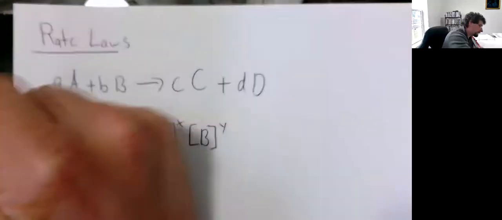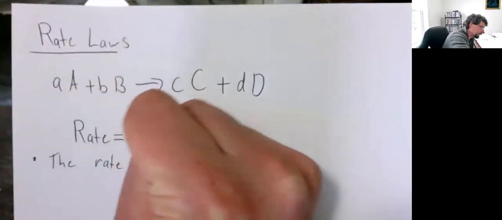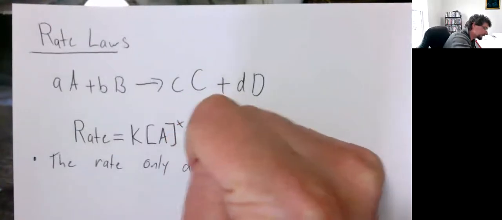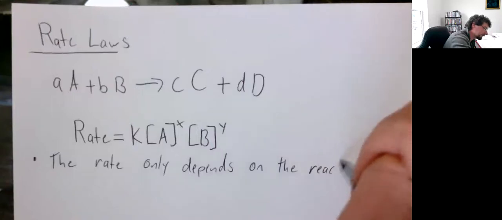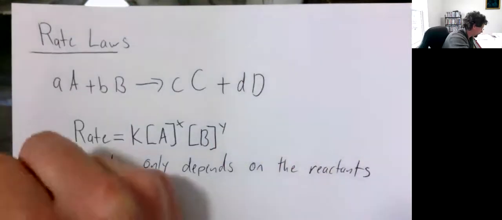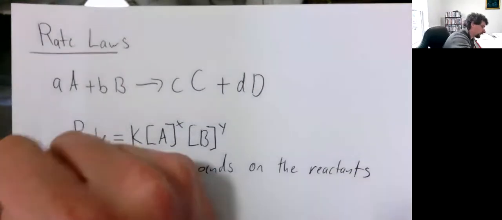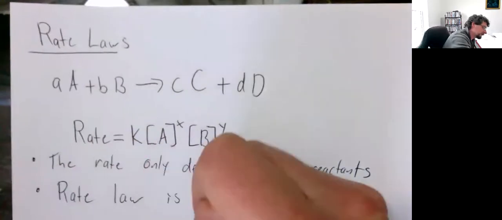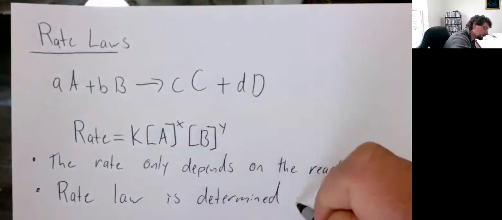So the important points are that the rate, in this reaction, since it's a forward reaction, only depends on the reactants. Another important point is the rate law must be experimentally determined. So you have to determine this from experiment. The rate law is determined empirically, or from experiment.